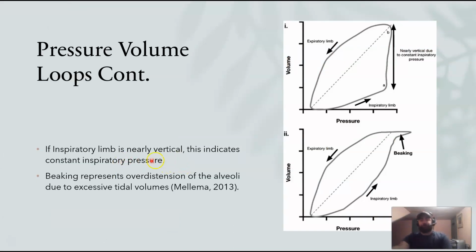So, if the inspiratory limb is nearly vertical, this indicates a constant inspiratory pressure. Okay, so nearly vertical line here, that's in that instance of decreased compliance. That nearly vertical line means constant pressure. When you see beaking in your pressure volume loop, that's really bad. That represents overdistension of the alveoli, and that's usually due to increased tidal volume. So really significant finding. So if you see that, you're going to want to decrease that tidal volume so you're not causing barotrauma.